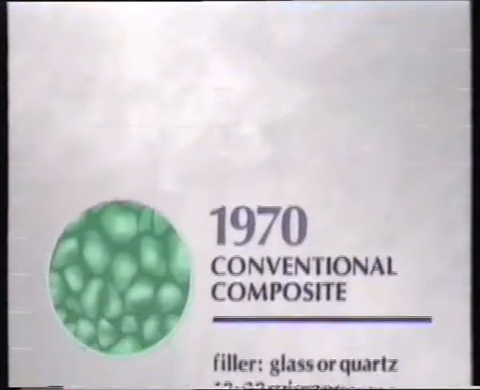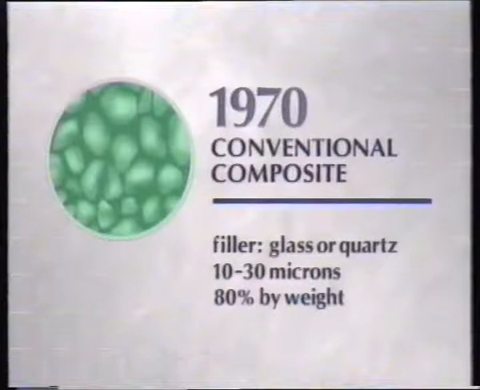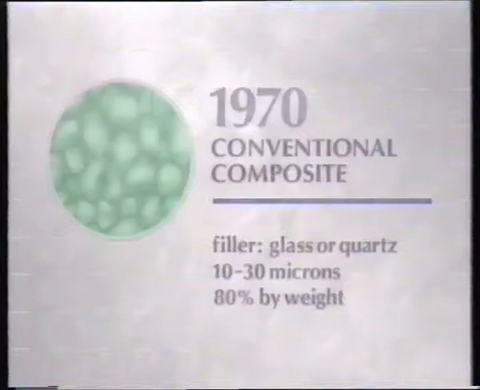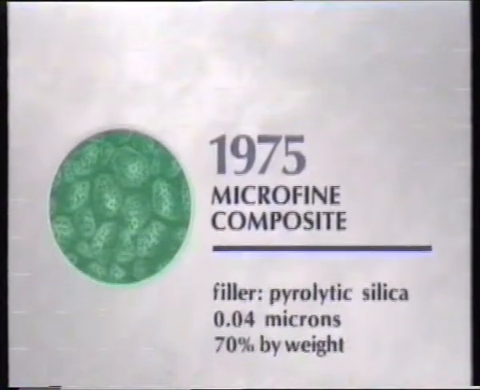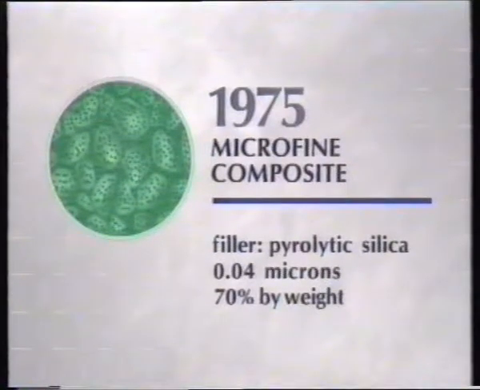The first composites, which we now describe as conventional, contained irregular ground glass or quartz filler with particles with a mean diameter of 20 microns. These materials were impossible to polish, and their resistance to wear was poor. The microfine composites used colloidal silica with a mean diameter of 0.04 of a micron as a filler. These can be polished to a high luster, but still suffer from wear.